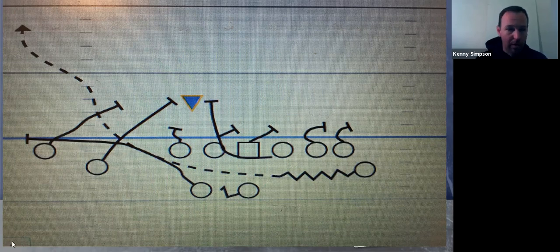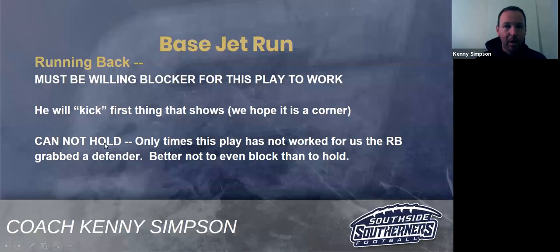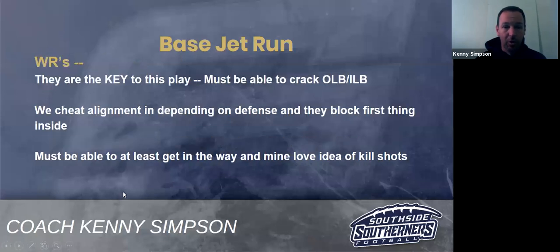I'm going to go back to receiver blocks real quick. Receivers are going to crack. We crack outside linebacker, inside linebacker. Your A is going to crack the inside linebacker and your X generally is going to handle the outside linebacker. If the guy wants to line up outside of him, he may go crack a safety. We want him to crack inside. They're going to block first thing inside.